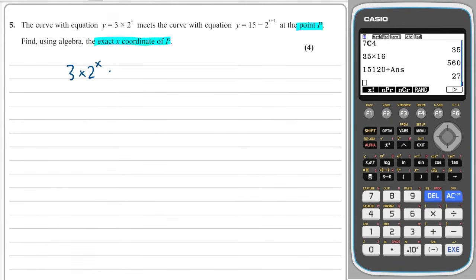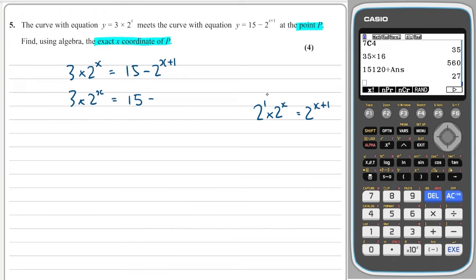So when we want to find where two curves meet, if they're both equal to y, then we need to find the points where they're both equal to each other. So we set the two equations equal to each other as such. We've got 3 lots of 2 to the x, and this is the same as 2 to the 1 times 2 to the x, because when we have the bases the same and we multiply, we add the powers together. So that would give me 2 to the x plus 1.